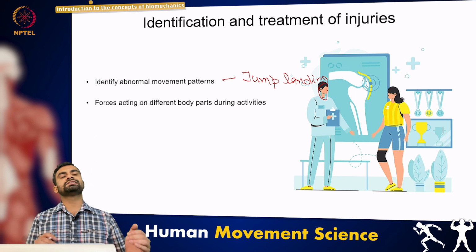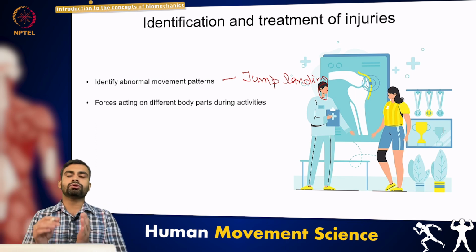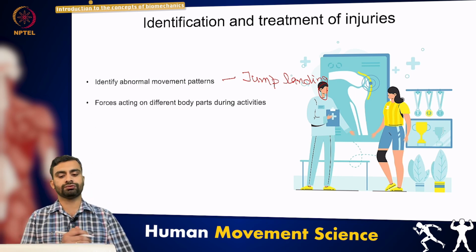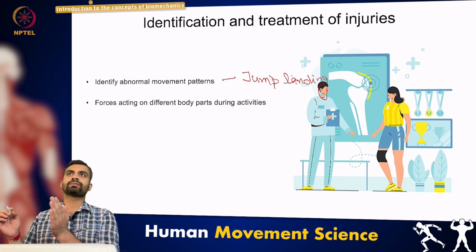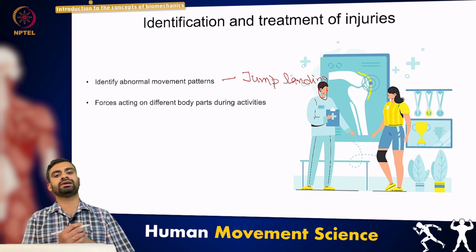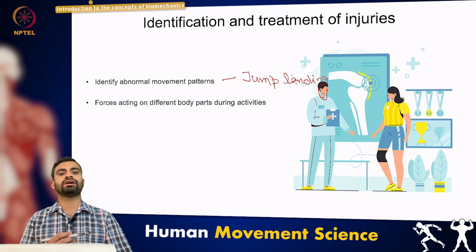Musculoskeletal injuries result from overuse or sometimes from abnormal forces. So this quantification of movement will help us to understand those extreme ranges of motion or the forces being exerted on different body segments.